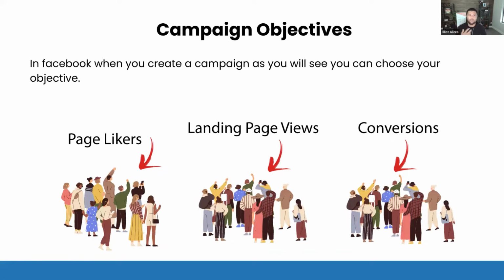So campaign objectives. What are campaign objectives? In Facebook, when you create a campaign, as you'll see in a few seconds here, you get to choose your objective. Now, there are different objectives in Facebook. I'm not going to go through all of them, just a few so you understand what I'm talking about. There's page likes, there's landing page views, and then there's conversions. And they have a whole bunch more, which we'll see in a few seconds when we go live. Now, if I wanted a bunch of people to like my Facebook page, I would choose Facebook likes as my objective, because Facebook is going to go find people that are more likely to like my page than people who are not. And that's where the algorithm comes into play. Facebook knows who likes to like pages and it goes and targets those people.